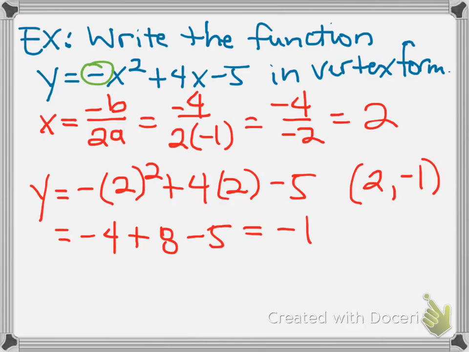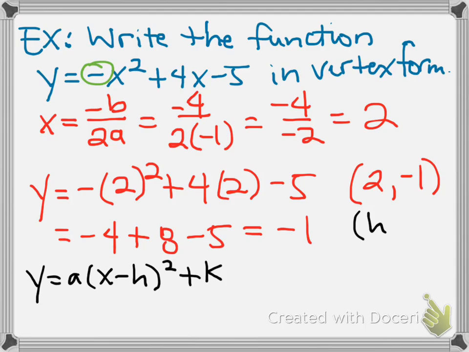So let's just write the general form for vertex form. It's y equals a times the quantity x minus h squared plus k. So we've just identified what h and k are. h is the x-coordinate of the vertex, k is the y-coordinate. So we can fill in some information pretty quickly. We know that h is 2, so this is going to be x minus 2 squared plus k, but since k is negative 1, it's actually going to be minus 1 here.